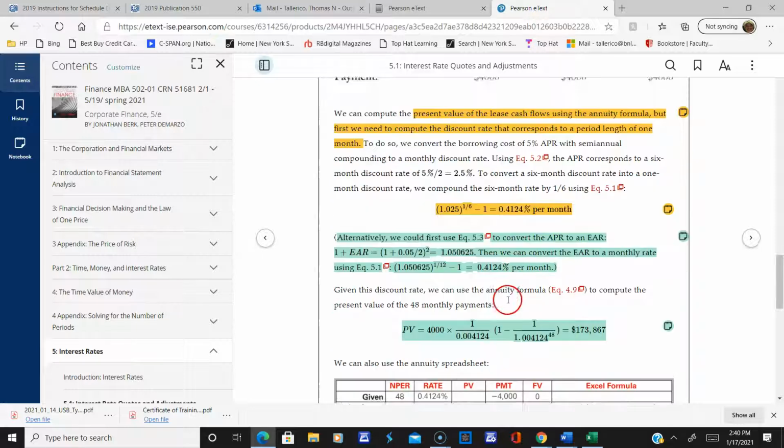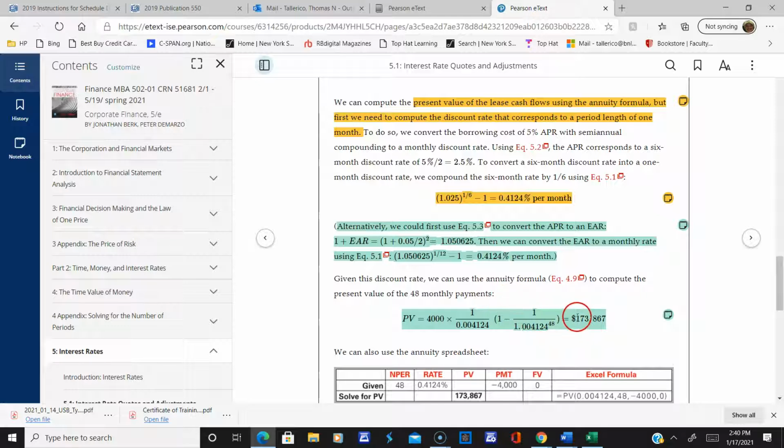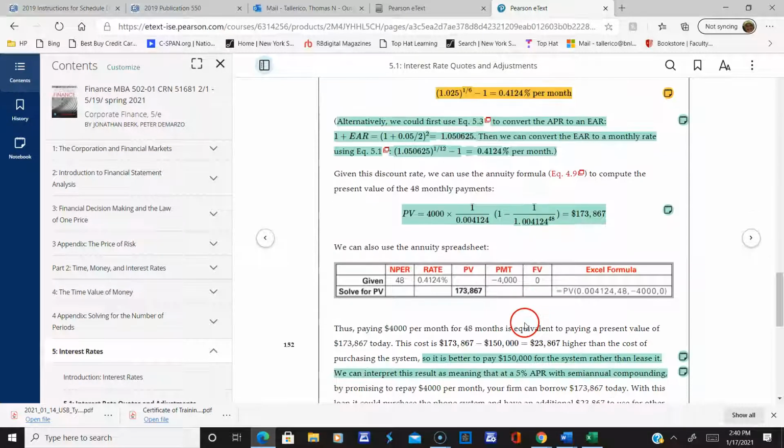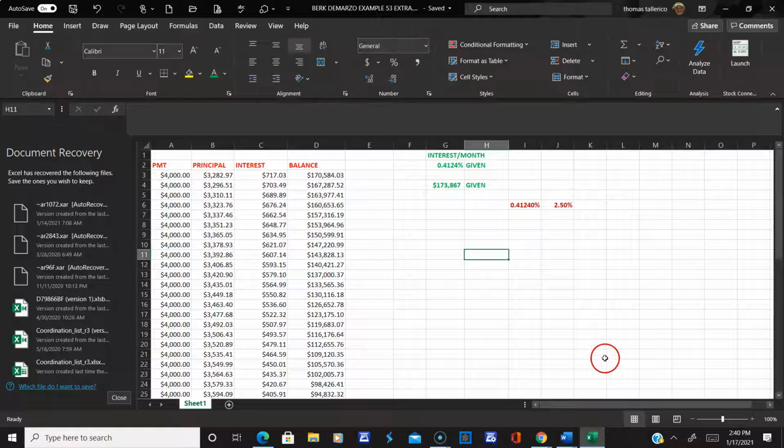So anyway, the present value comes out to be this amount of money, and they've come up with this present value using Excel. You could use this equation here, which is 4.9, or you could use Excel, and you would get the same number. Okay. So why am I going over this again? Because I want to show you how you can come up with this number by doing an amortization table in Excel. So that's what I did here.